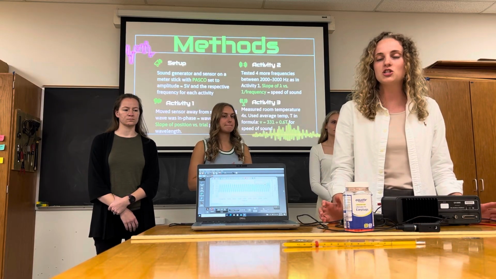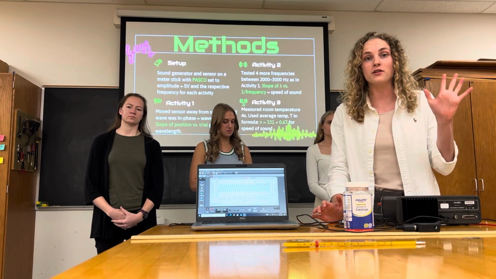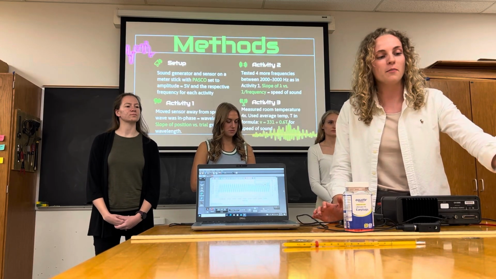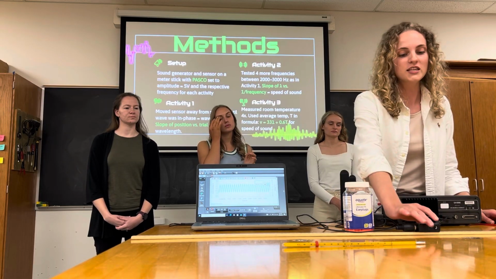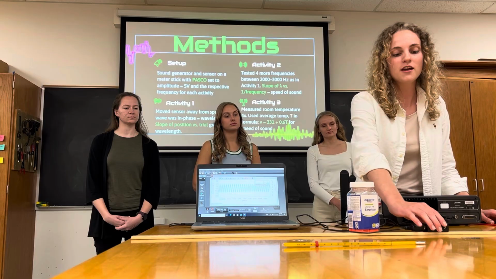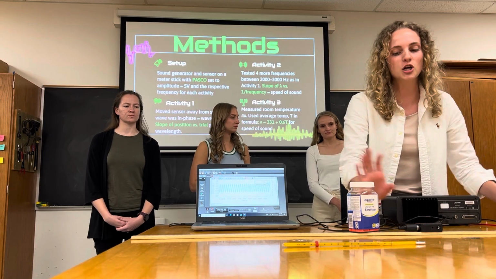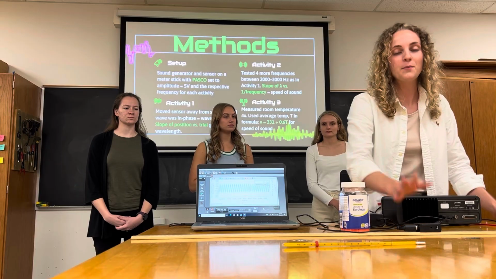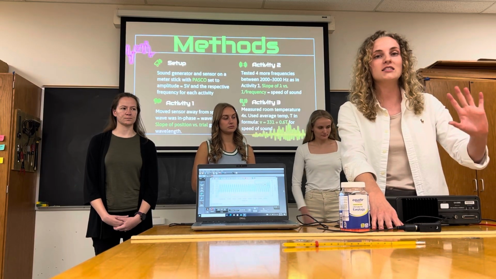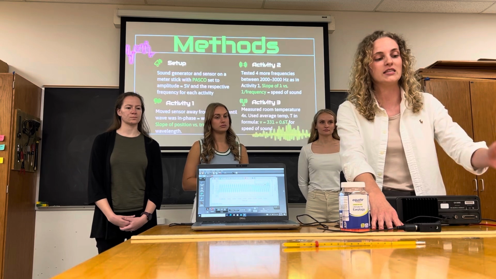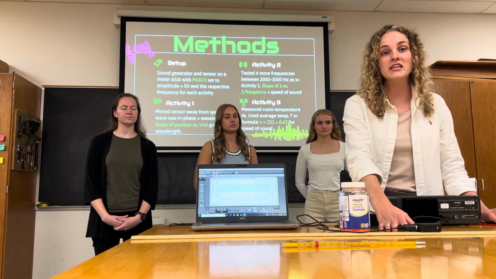Now for activity 2, we did the exact same thing again, where we used 5 different frequencies played from our miniature speaker. For each of those frequencies, we repeated this motion, finding the distance and graphing the distance against the trial, which gave us the wavelength. Then we took all 5 wavelengths and plotted them against the inverse of the frequencies that we played, and the slope of that line gave us the speed of sound.